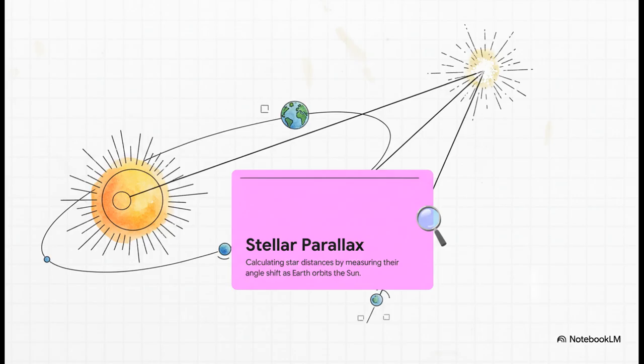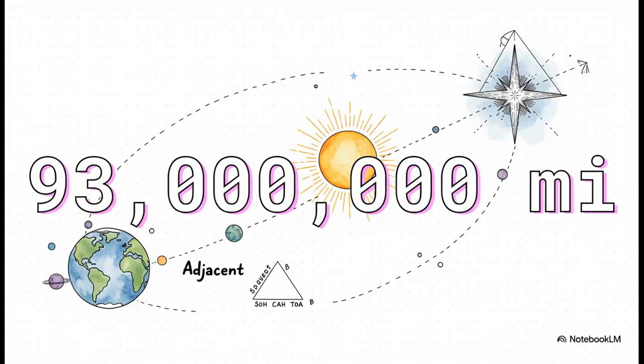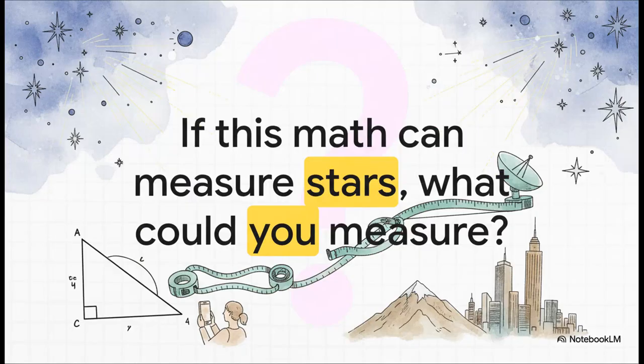What they've done is create a gigantic triangle out in space. And this is where the scale just becomes mind-boggling. You know that adjacent side of the triangle we just practiced with? In this case, it's the distance from the Earth to the Sun, 93 million miles. And by using the exact same SOHCAHTOA algebra we just went through, they can calculate the distance to a star that is light years away. So think about that. The algebra isn't just a classroom exercise, it's a fundamental key that unlocks measurement on a cosmic scale. If this simple math can find the distance to stars, what could you measure with it?